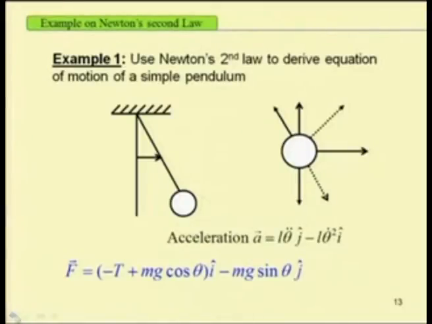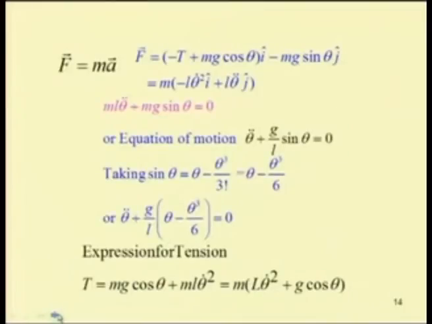Last class we derived the equation of motion of this simple pendulum using Newton's second law. We first wrote the external force acting on the system, and we wrote the acceleration expression. Acceleration can be written as L theta double dot minus L theta dot square. Using the i and j coordinate system, one can write this force and equate it with mass into acceleration, and so find the expression for the equation of motion. The equation of motion becomes theta double dot plus g by L sin theta equal to 0, assuming sin theta to be moderately large.